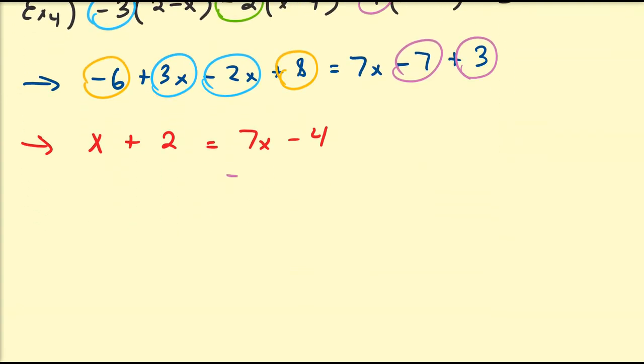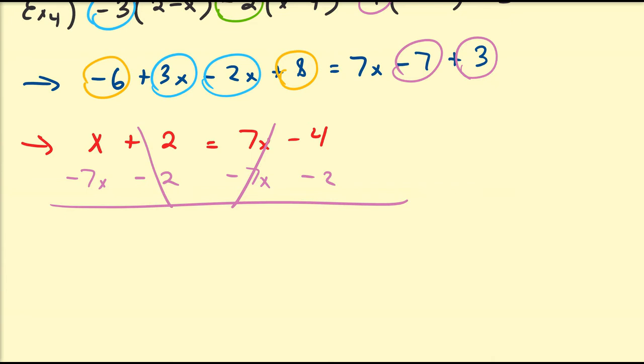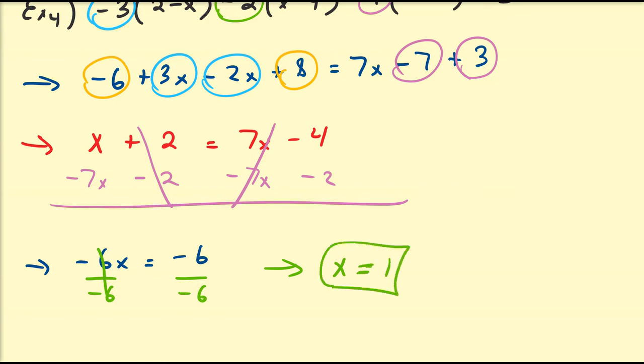So now I'm going to subtract 7x from both sides. Or you can subtract x from both sides, you'll get the same exact answer. And I'll also subtract 2 from both sides as well. So x minus 7x is going to be minus 6x. On the right hand side I get negative 4 minus 2, which is also negative 6. So now I'm going to finish this and divide both sides by negative 6. So finally I get that x must be equal to negative 6 over negative 6, which is positive 1.